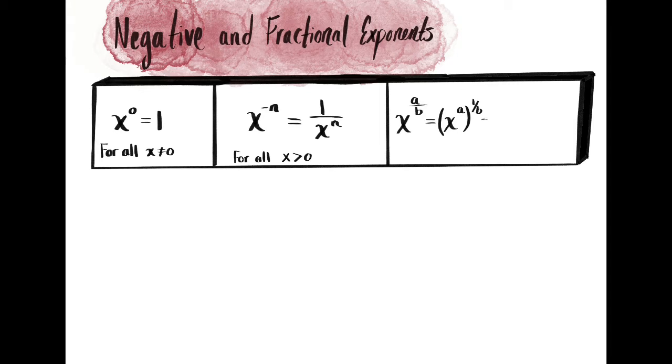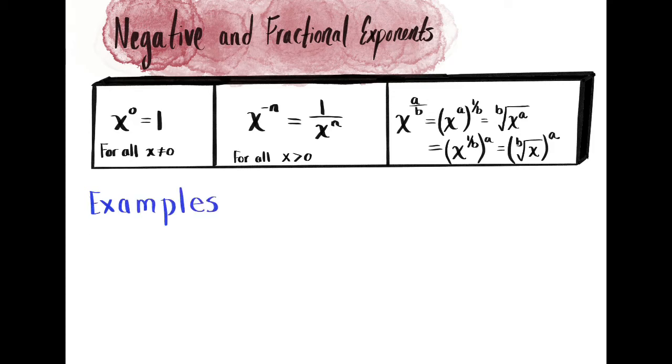And if you have a fractional exponent, like x to the power of a over b, then the a becomes the whole number exponent, and the 1 over b becomes the root. So you have the b root of x to the power of a. Now you can write it the other way as well, where first you take the root and then you raise it to the a power. So it's a little less confusing if we look at the examples.